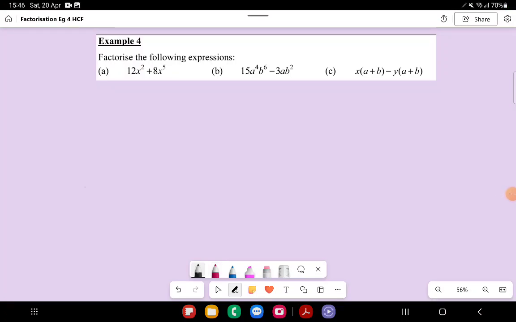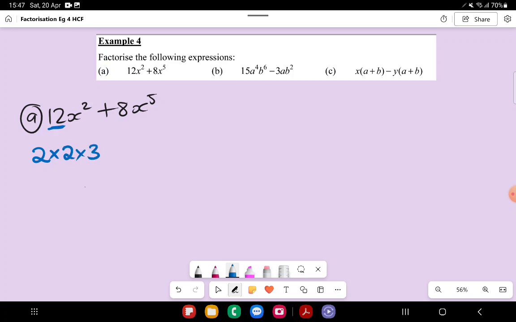Our first question, question A, is 12x squared plus 8x to the power of 5. Because this is the first time we're factorizing, I'm going to show you the long way of doing this. You are going to start by doing prime factorization. You're going to take the number 12 and factorize it into its prime numbers. So 12 is equal to 2 times 6. But 6 is not a prime number, so I don't write 6. 6 is equal to 2 times 3. So 2 times 2 times 3 is equal to 12.